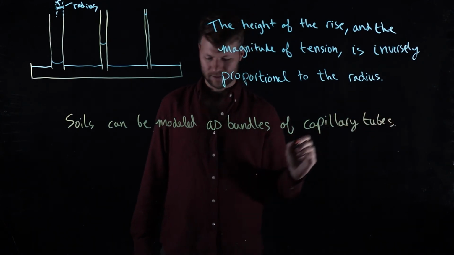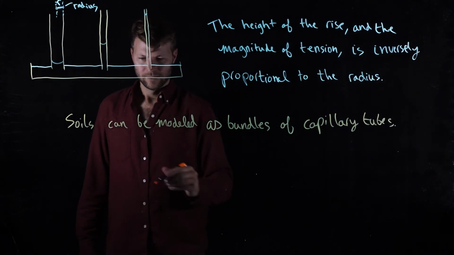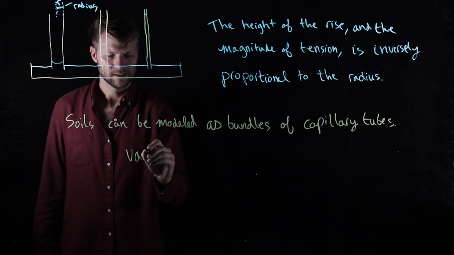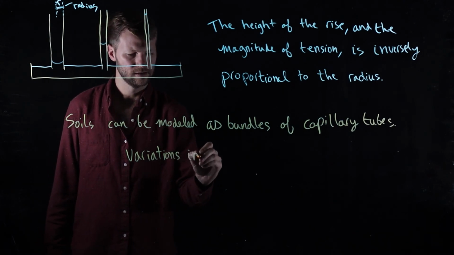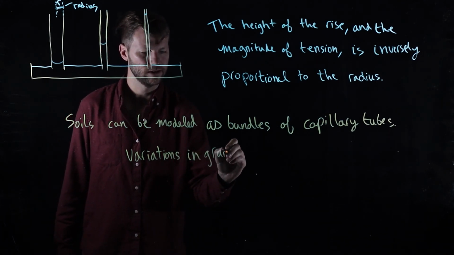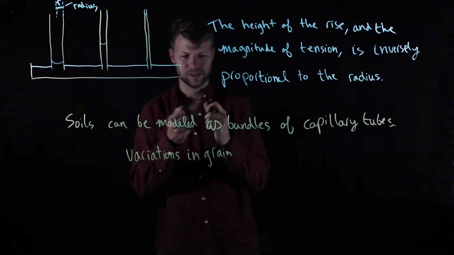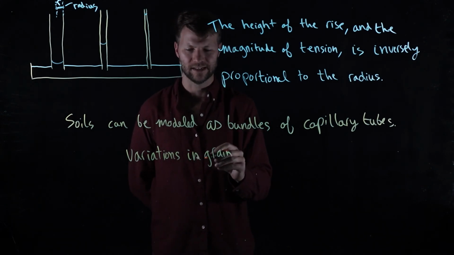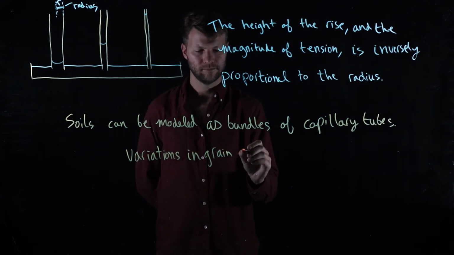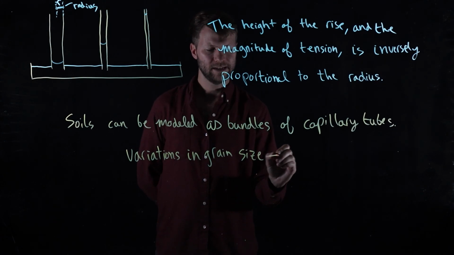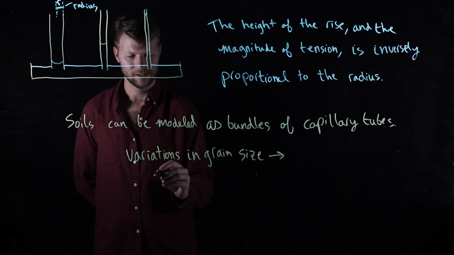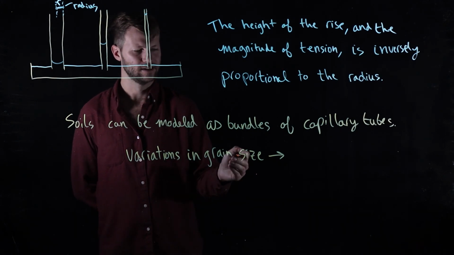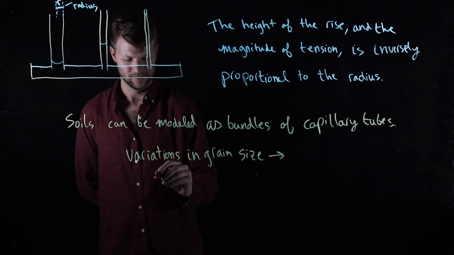And in this type of modeling, the variations in grain size, and therefore in the way that the pores themselves, the variation in the pore sizes that exist between the grains, stand in this model, the variation in the tube radii stand in for the variations in the grain size.